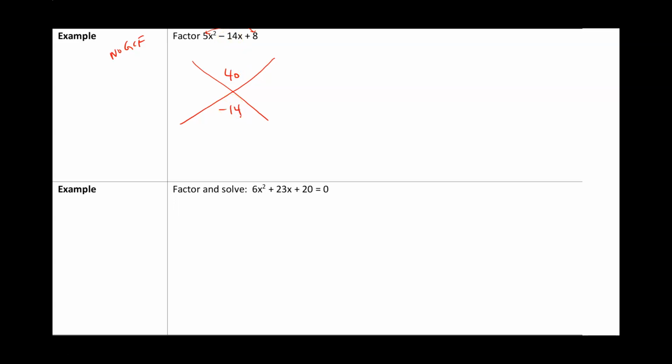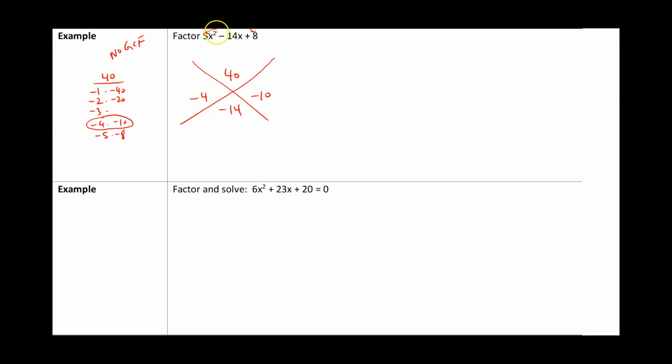Now I list out all the things that multiply to 40, but notice that they add up to negative 14, so you have to have two negatives. So I have negative 1 and negative 40. I have negative 2 and negative 20, go in order. Negative 3 doesn't go into it. I have negative 4 and negative 10, and I have negative 5 and negative 8, and that's it. Now out of these, negative 4 and negative 10 add up to negative 14. So I'm going to put a negative 4 and a negative 10 as my two numbers.